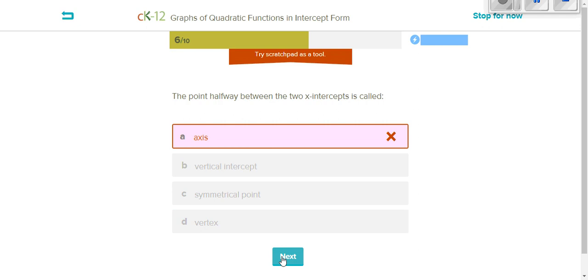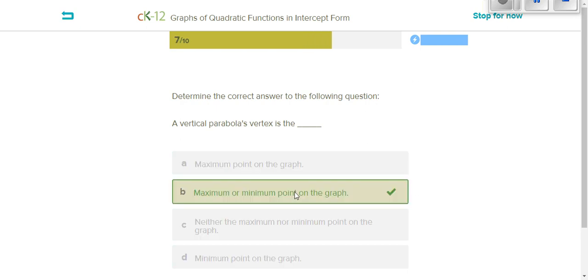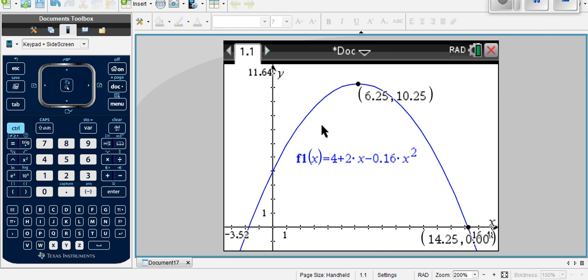Okay, so determine the correct answer to the following question. A vertical parabola's vertex is the, well, what do they mean by vertical? Like this? It's either a minimum or a maximum. Maximum or minimum point of the graph. Okay. Vertical means that it looks like either concave up or concave down, like this one.